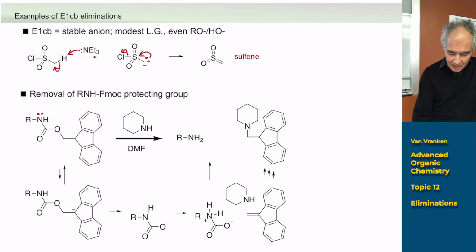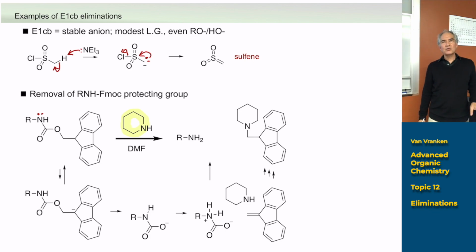This is called an FMOC protecting group, fluorenyl methoxycarbonyl. I'm not sure if I got all the phrasing exactly right there. But when you want to remove an FMOC protecting group, here's the most typical conditions that you would use in the laboratory. You would use piperidine, and you'd use DMF.